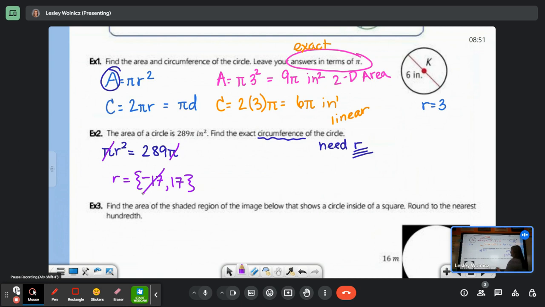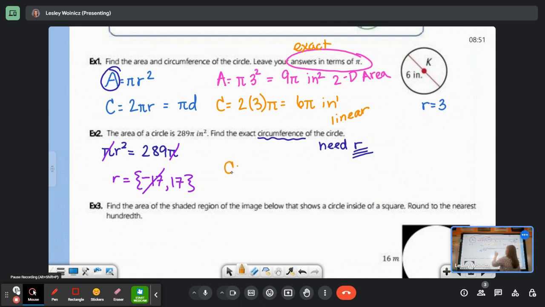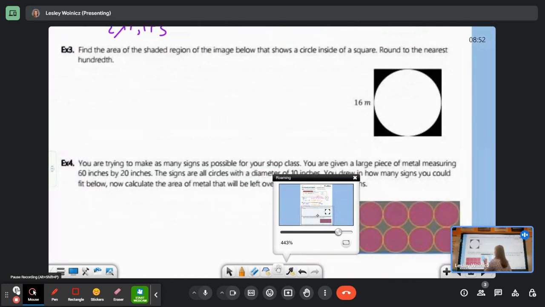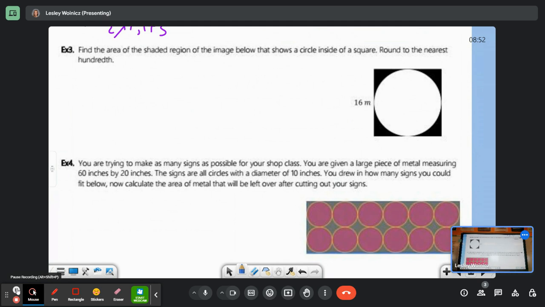So how can we use that? 2 times r. Yep, plug it in. And it says exact, so we're going to leave the pi in it. So 2 times 17 is what? Okay, 34 pi inches. Hooray!